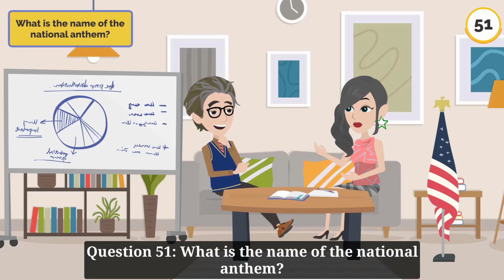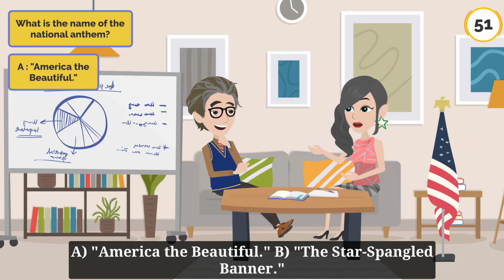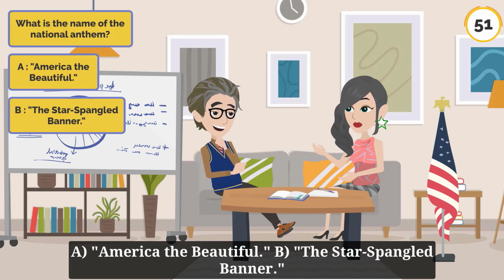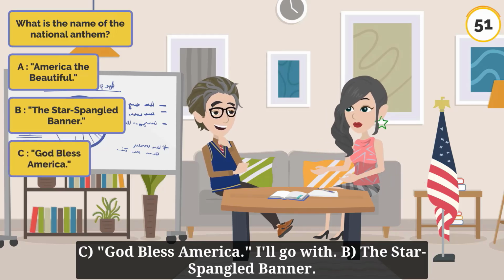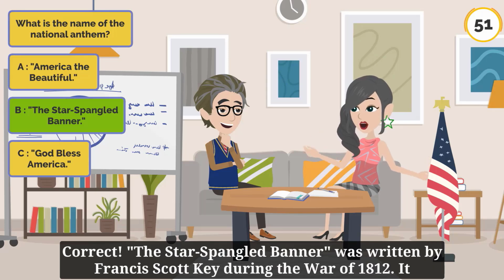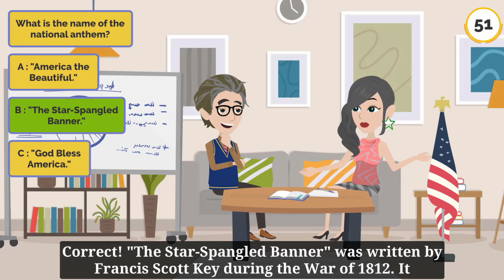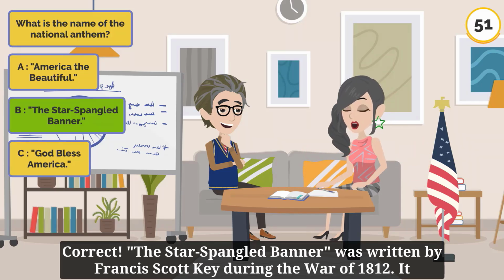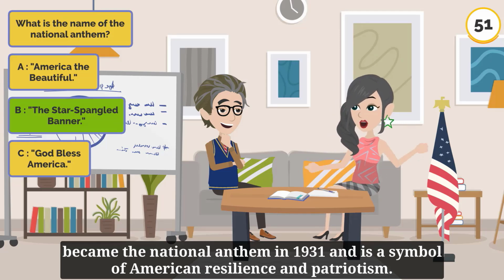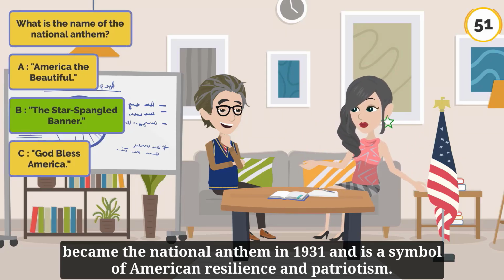Question 51. What is the name of the national anthem? A. America the Beautiful. B. The Star-Spangled Banner. C. God Bless America. I'll go with B. The Star-Spangled Banner. Correct. The Star-Spangled Banner was written by Francis Scott Key during the War of 1812. It became the national anthem in 1931 and is a symbol of American resilience and patriotism.